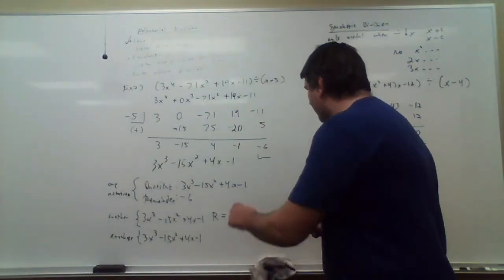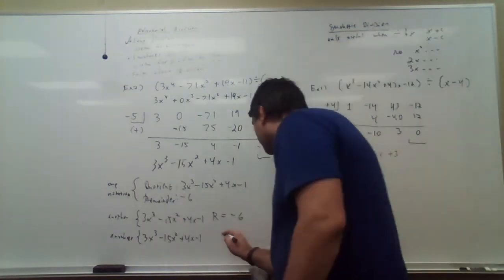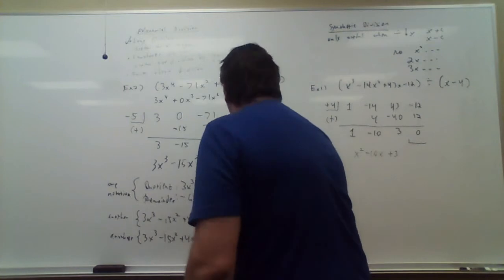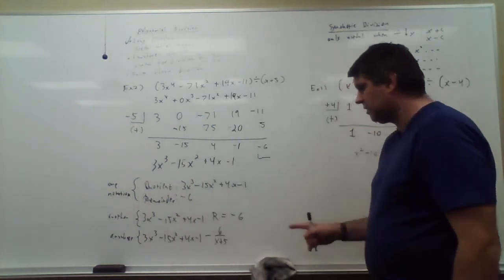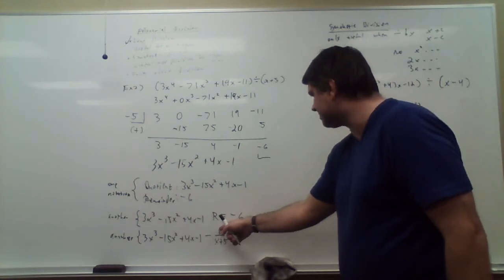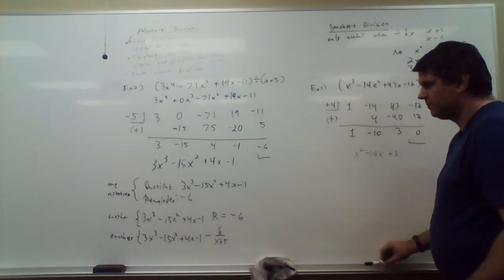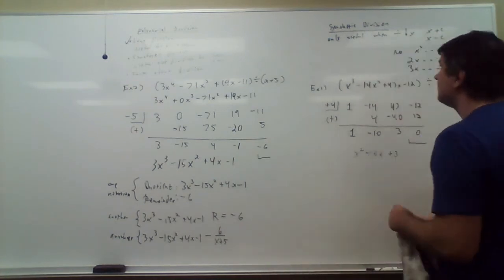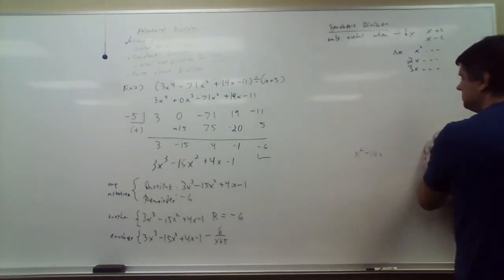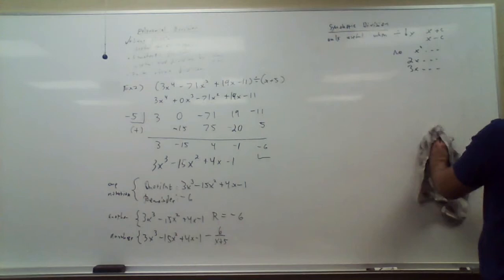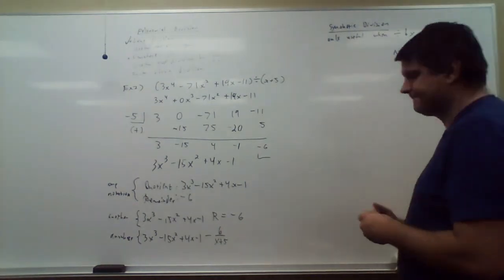Okay, now, here's the thing. The remainder is negative 6, correct? So when you're adding a negative, it's the same as subtracting. So minus 6 over x plus 5. Okay? Because adding the negative 6 would be the same as subtracting 6. And then you put it over the divisor.